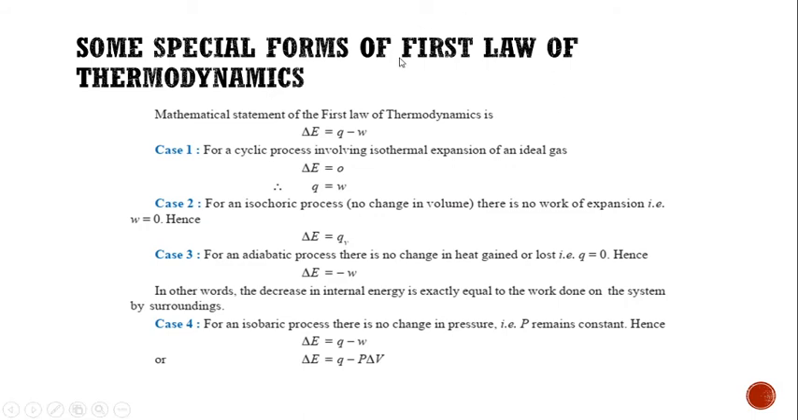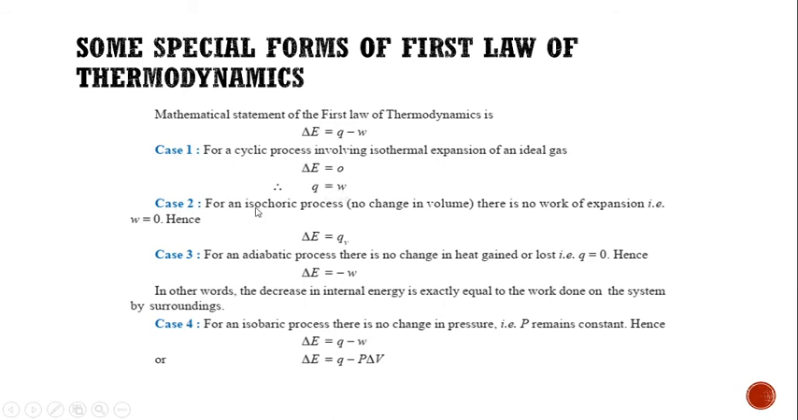As we know, the mathematical form of the first law is delta E equals Q minus W. This is the mathematical form of the first law of thermodynamics. For various thermodynamic processes, we need to derive the first law of thermodynamics. For case 1, we talk about the cyclic process. Yesterday I told you that for a cyclic process the change in energy is always zero. So putting the value of delta E in the first law expression, we get the final expression for the cyclic process, that is Q equals W.